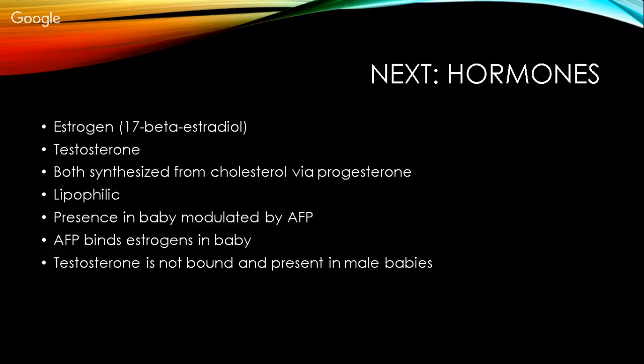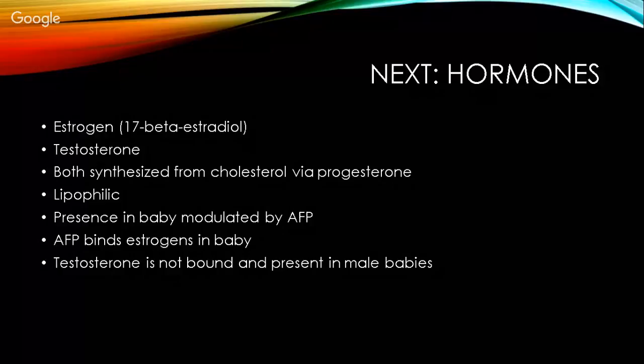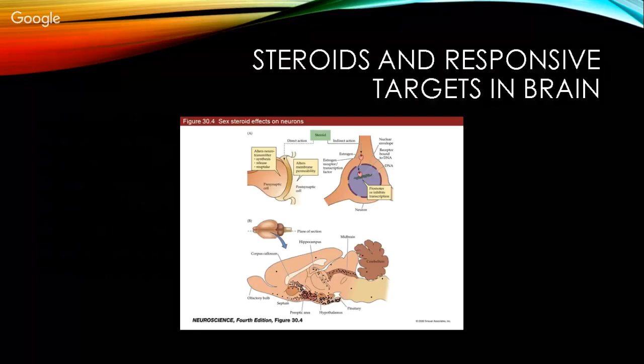So alpha fetal protein is actually the sponge or the buffer that takes that out of the baby's circulation, and the baby doesn't get exposed to high levels of estrogen during pregnancy. There is a testosterone surge during pregnancy for the baby, and that one is not buffered, but it only happens in male babies. And again, since the default tends to be to develop into female, the system works.